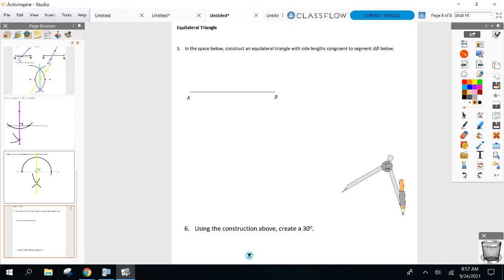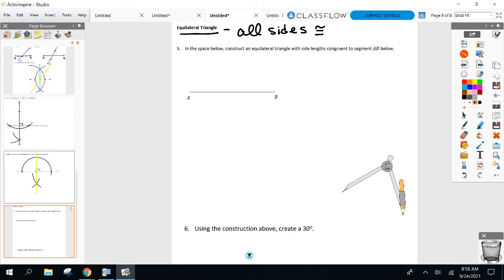Ready, equilateral, ooh, an equilateral triangle. Okay, all sides have to be equal. Actually, I'm not going to say the word equal, I'm going to say all sides congruent. So here's what we need. We need an equilateral triangle where all sides have the length of AB. Just using a compass and a straight edge.